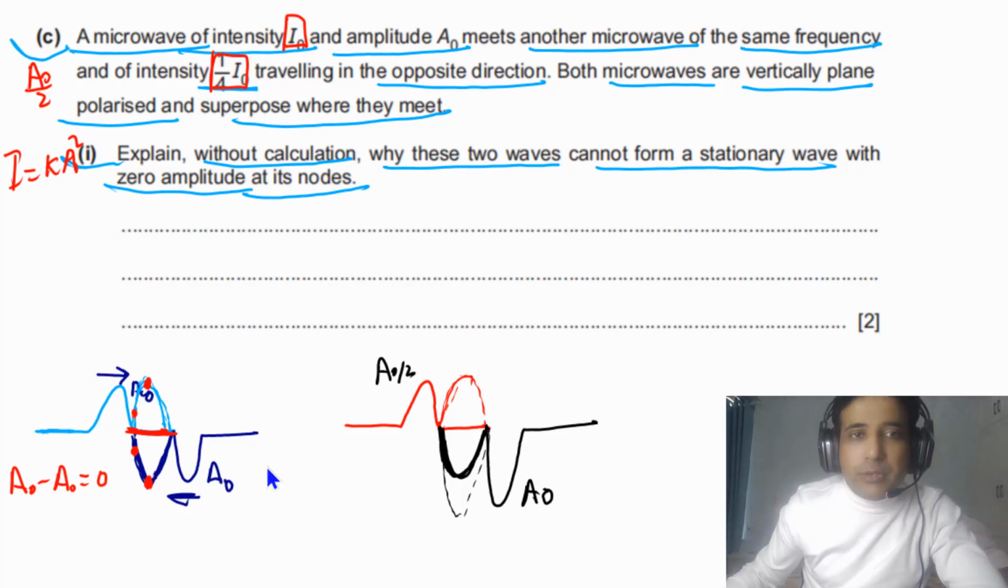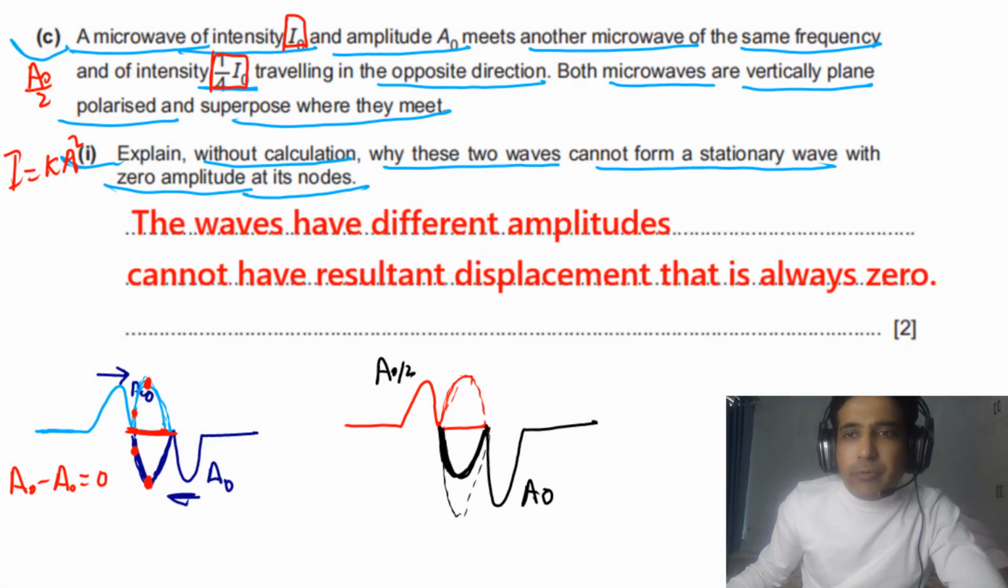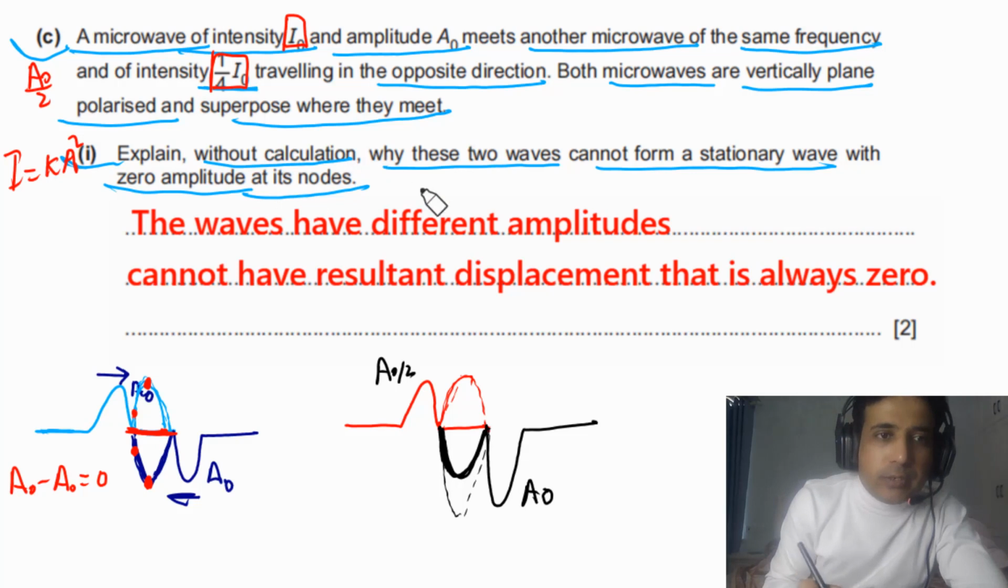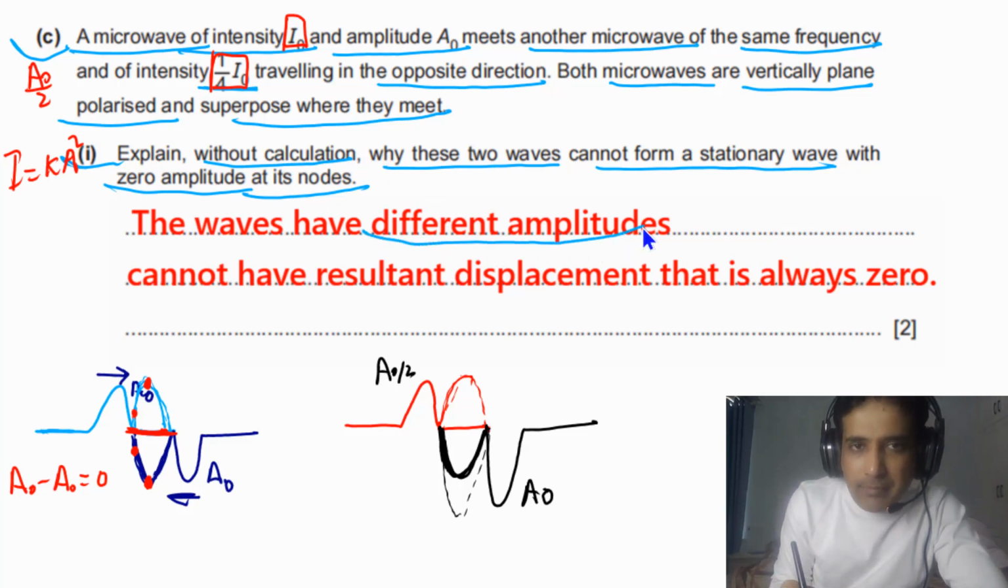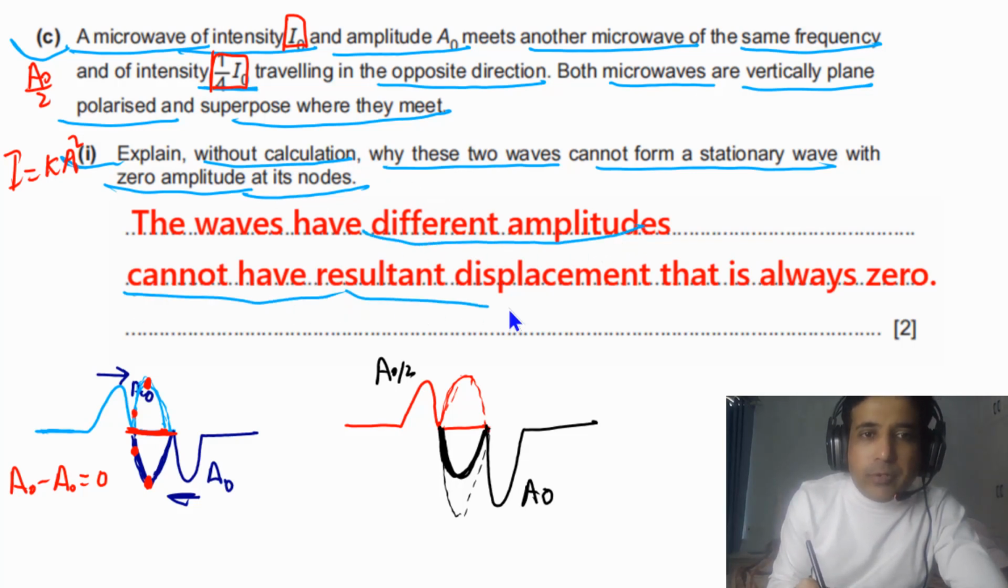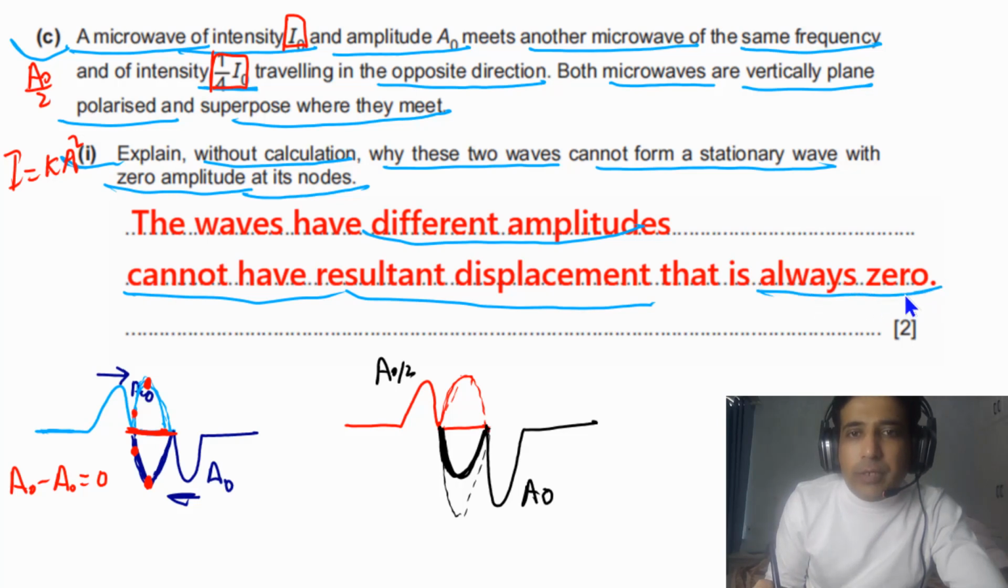If you understand these points, we can simply write down our answer. In our answer, you can mention these two points. Waves have different amplitudes, so cannot have a resultant displacement that is always 0. So this is how you can answer.